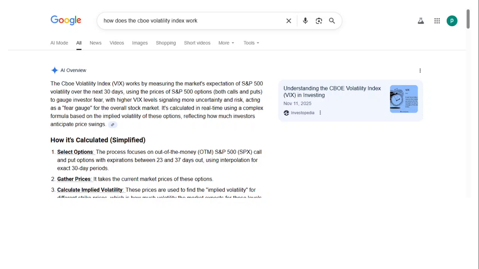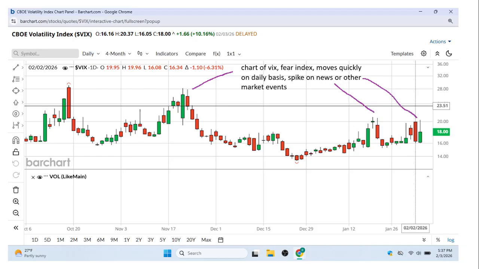I'm not going to go over the volatility index again, but you can type that into Google for yourself as far as how that index works with volatility. Also, note that individual stocks have volatility ratings called implied volatility, and that's something options traders use all the time. Again, this is just a picture of that CBOE volatility index, which is commonly referred to as the fear index. It moves very quickly on a daily basis. It generally spikes on news or other market events, especially when markets move down.